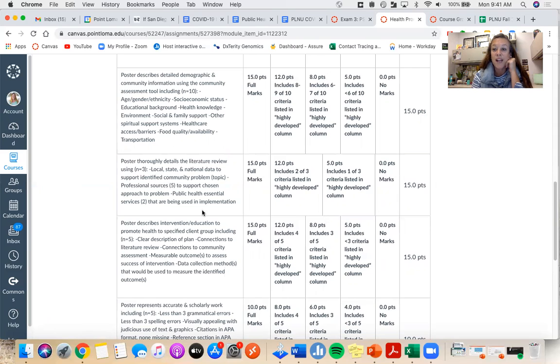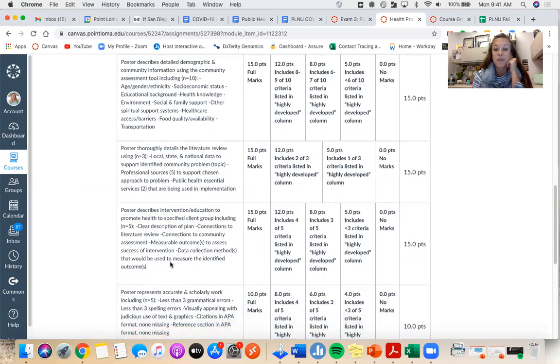5 sources total. Again, students often miss identifying the public health essential services that are a part of your project, and this time you need to choose 2. Your paper, you did 1, here you need to choose 2.